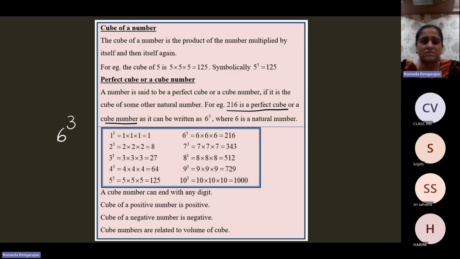It need not be some other natural number. It can be some natural number. It need not be other. I'll just remove that word other. Some natural number can be anything. If it is a cube of some natural number, you can just ignore this word other. I'll just correct it in the presentation later. So 216 is a perfect cube or a cube number as it can be written as 6 cubed, where 6 is a natural number. The cube of some natural number.